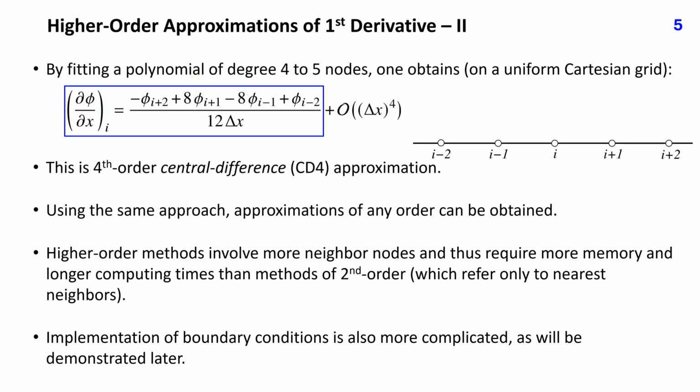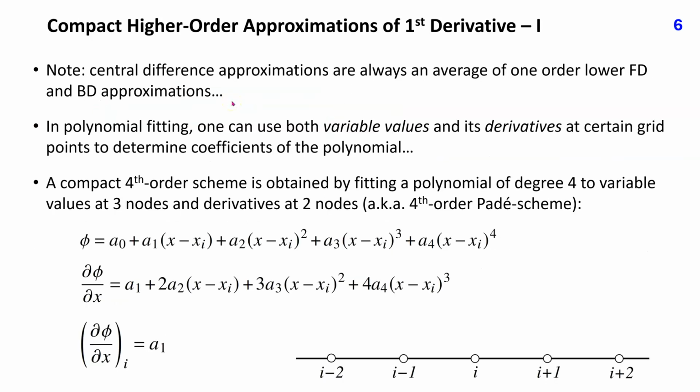High-order methods involve more neighbor nodes and thus require more memory and longer computing times than methods of second order, which refer only to nearest neighbors. Implementation of boundary conditions is also more complicated, as will be demonstrated in Lecture 6. We mentioned earlier that the second-order central difference approximation is an average of first-order forward and backward approximations. The fourth-order central difference approximation is also an average of third-order forward and backward approximations, as can be easily verified by adding the expressions for the latter from slide 4 and dividing the sum by 2.